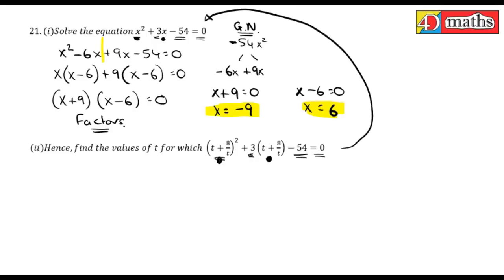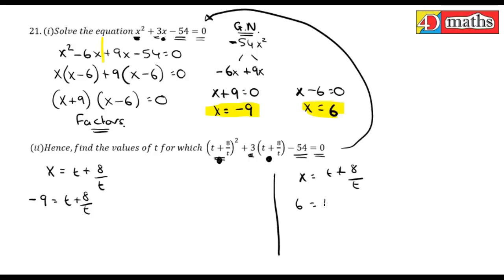So what they've done in this question is they've replaced x with t plus 8 over t. Because that becomes x squared, and that becomes x. And from the previous part of the question, we know what the value for x was. The value for x was minus 9, and also, the value for x was equal to 6. So I'm going to write it. There is two answers to this. There's actually more than two answers. There's actually going to be 4 answers for this. So it's going to be 6 is equal to t plus 8 over t.